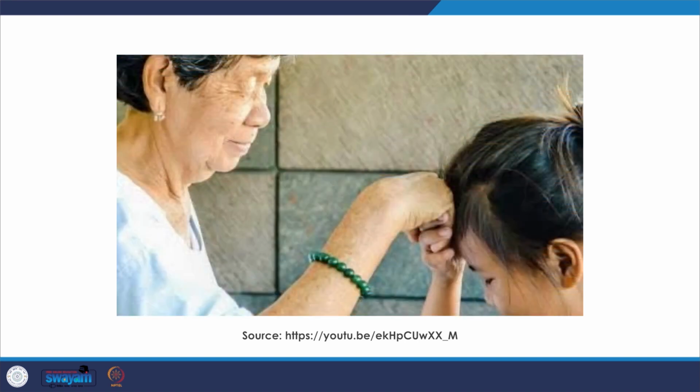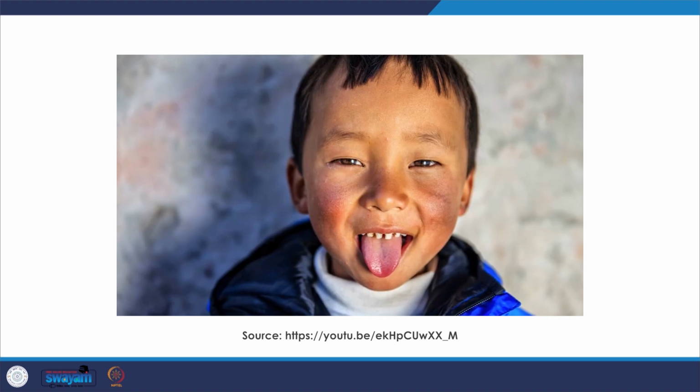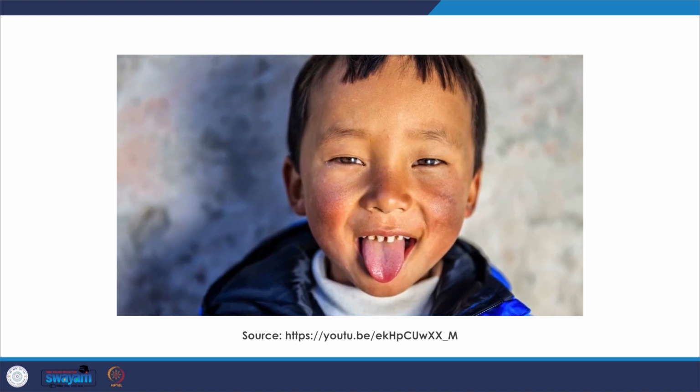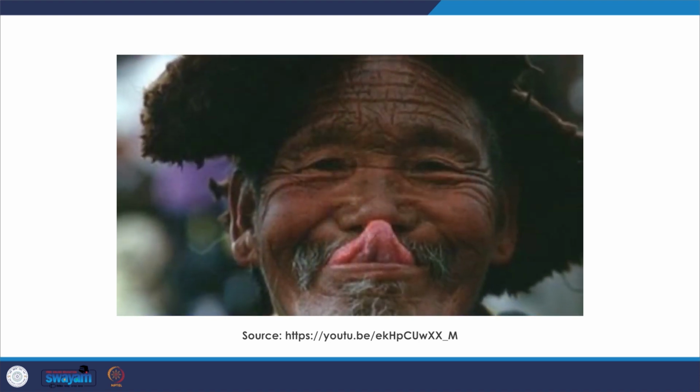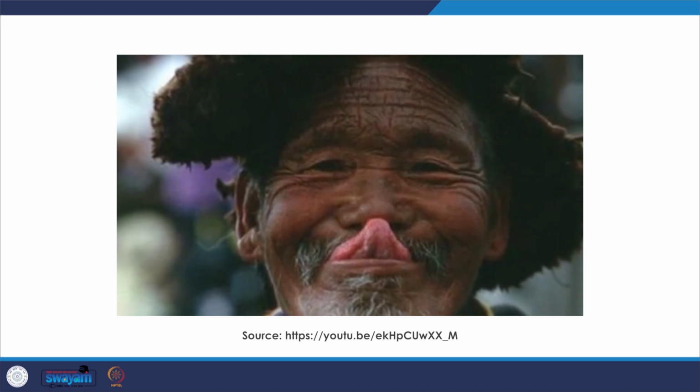In a similar gesture, Filipinos take the hands of their elders and press it to their foreheads as a show of respect upon meeting. Possibly the most unique greeting award goes to Tibetans, who stick their tongue out to greet people.